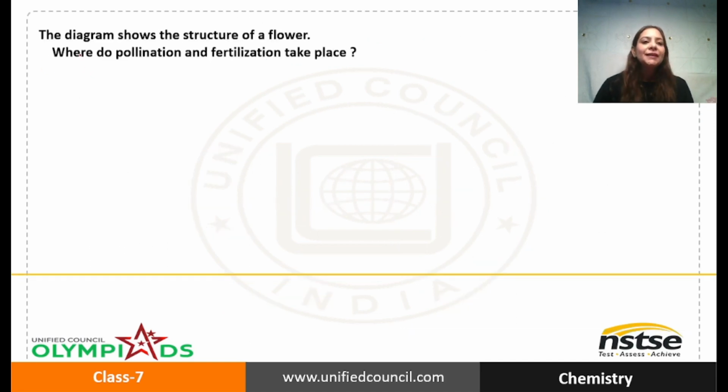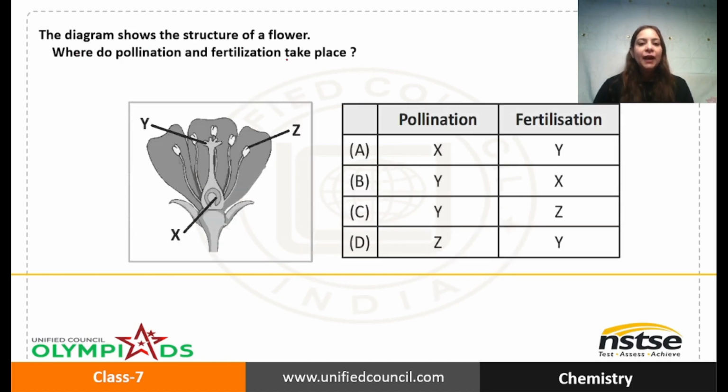The next question says, the diagram shows the structure of a flower. So here we have a diagram. Where do pollination and fertilization take place? And here the options are given. You can see option A, B, C, D.